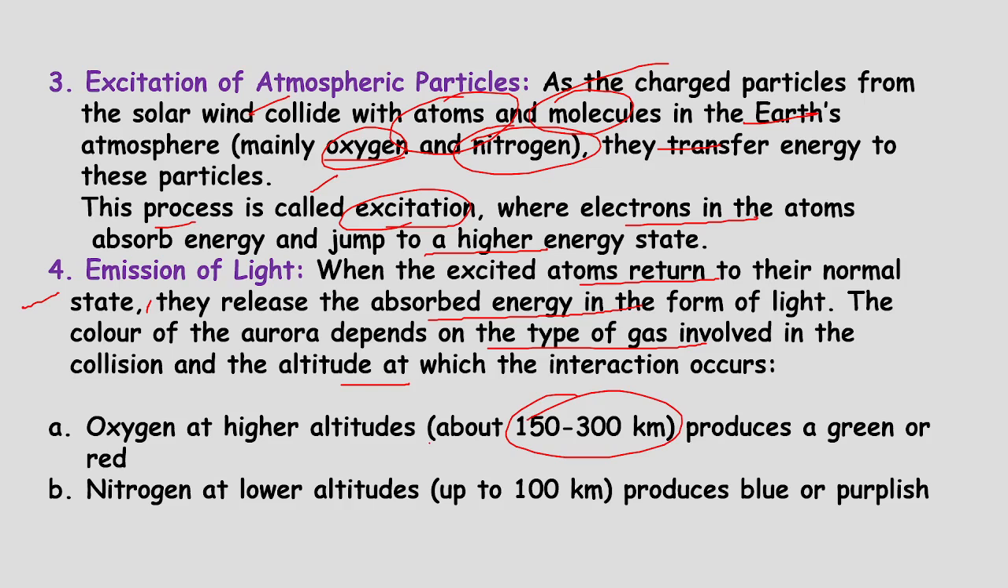Remember this situation. The color of the aurora depends on the type of gas involved in the collision and the altitude at which the interaction occurs. If oxygen at higher altitude, about 150 to 300 kilometers, it produces green or red light. And nitrogen at lower altitude, up to 200 kilometers, produces blue or purplish light.